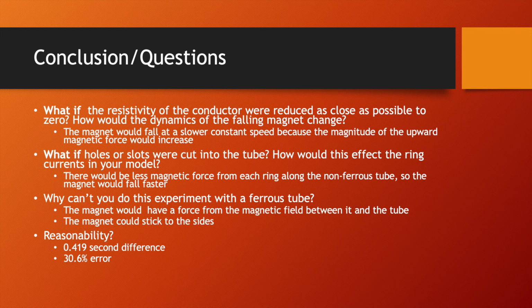Finally, for a reasonability check, there was a difference of around 30.5% or 0.419 seconds between the simulated values and the average of the actual values. These values aren't very precise, but they were definitely within the realm of possibility if things like air resistance and other external magnetic fields were properly taken into account.